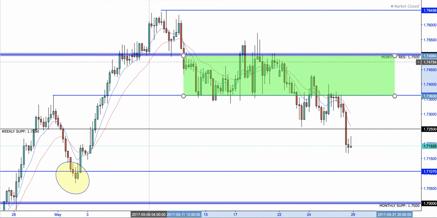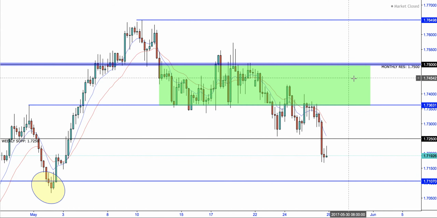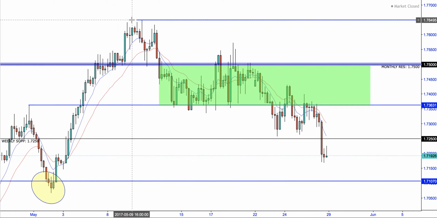Now I want to cover ranges, again used on time frames such as the 4 hour and the 2 hour. The 4 hour and the 2 hour ranges are quite, I won't say they're quite important, but they're quite useful overall.